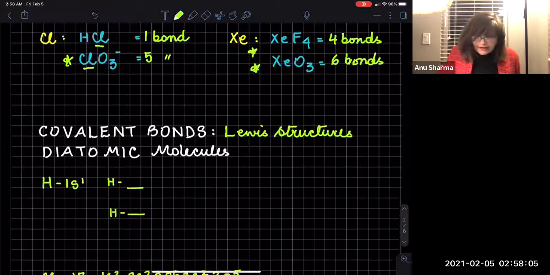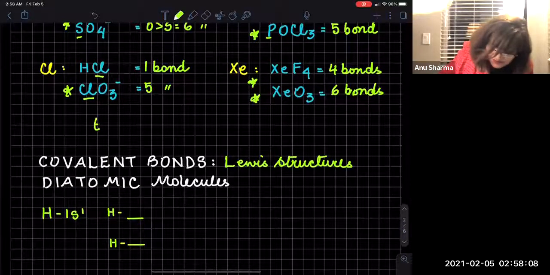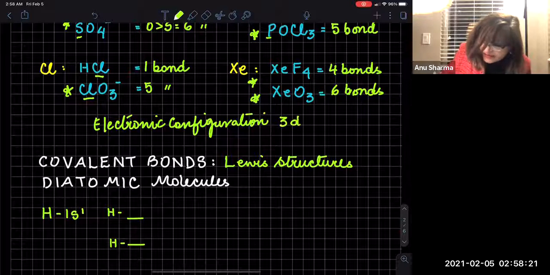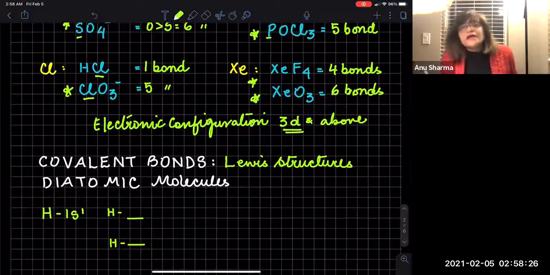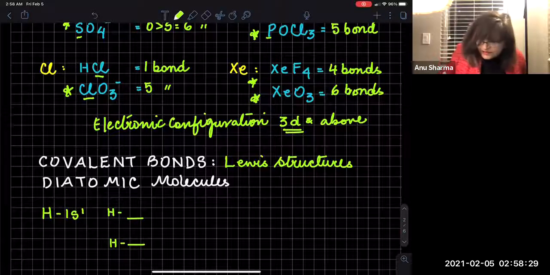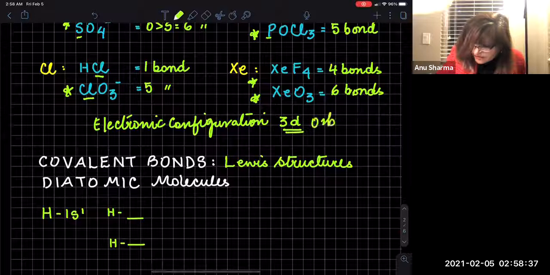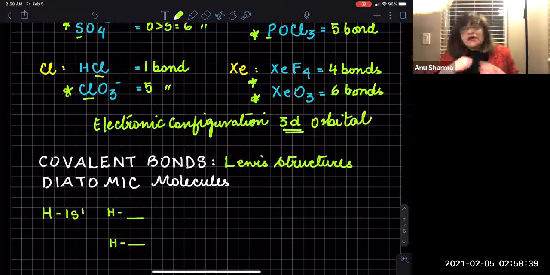And why? All this is because of electronic configurations. What is the secret behind that? The little secret here is the presence of 3d and above. So basically it starts with 3d, like the d block. The presence of 3d orbitals allows that expansion. And so then they're able to make more bonds.